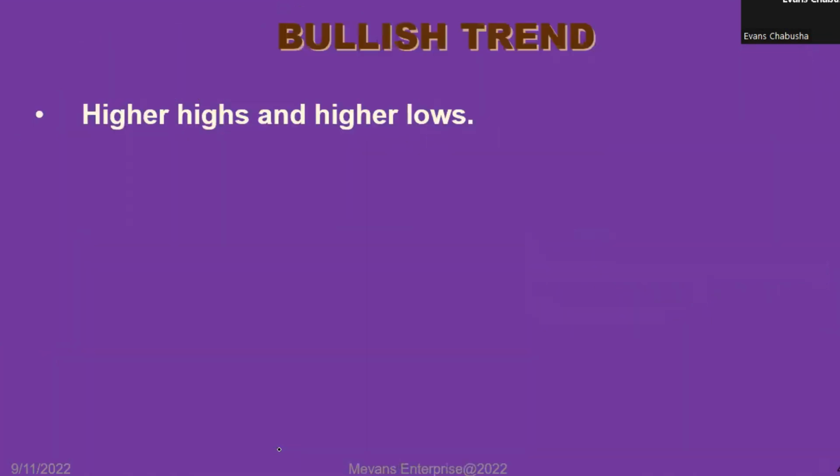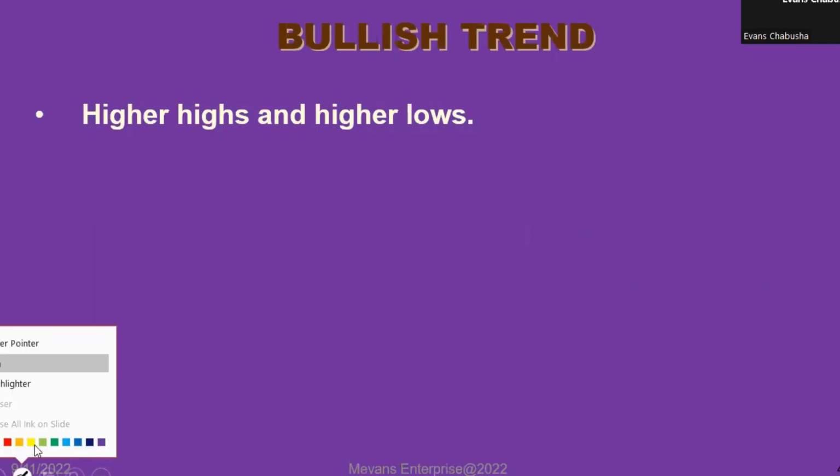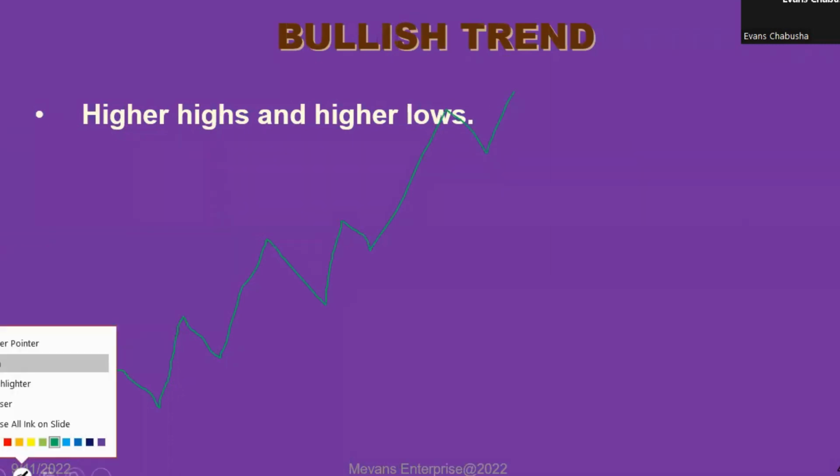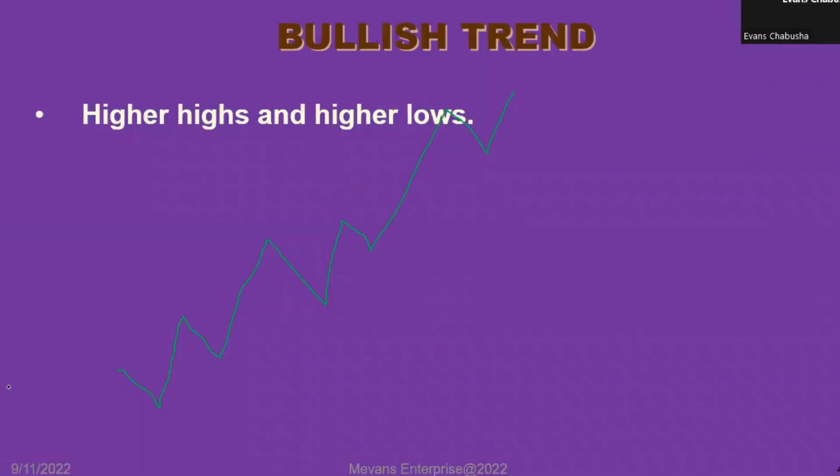Okay, so a bullish trend. How does a bullish trend move? You find that in a bullish trend, this is how price is going to behave. So we are going to have something like this. I hope you can see what I've drawn there. Okay, so you're going to have higher highs and higher lows.